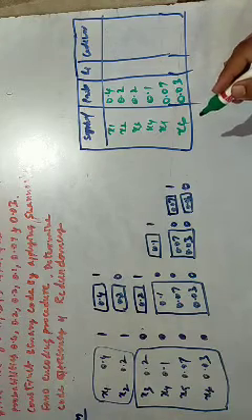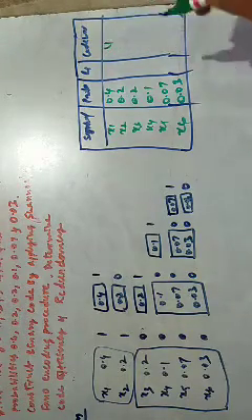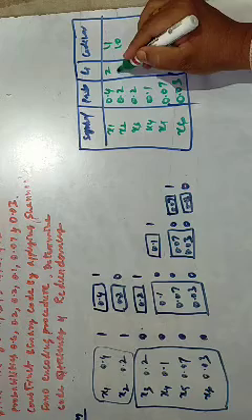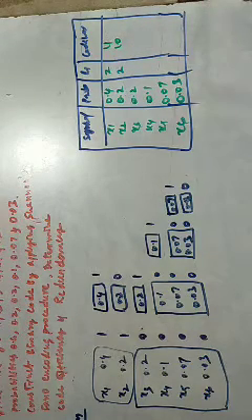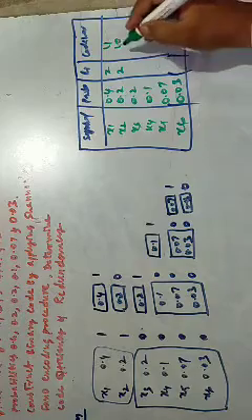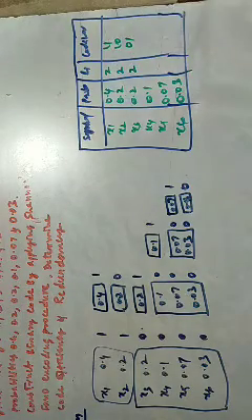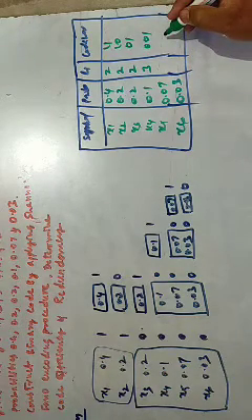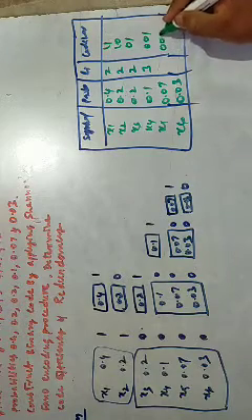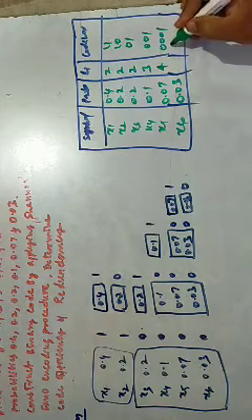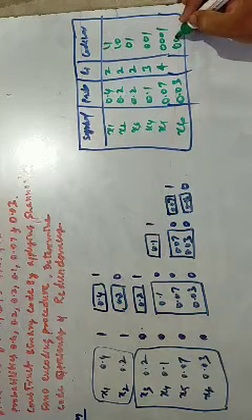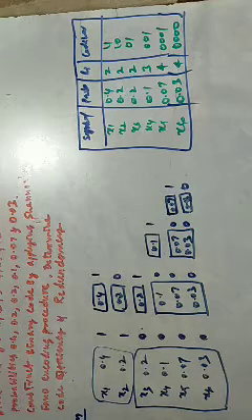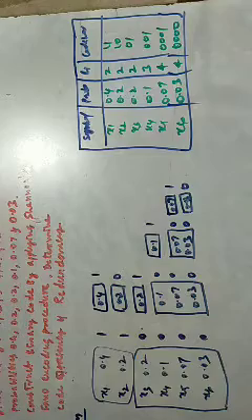For 0.4 we got the code 11, so the length is 2. For 0.2 we got the code 10, so the length is 2. For the other 0.2 we got the code 01 and its length is 2. For 0.1 it is 001, its length is 3. For 0.07 we have 0001 and its length is 4. For 0.03 we got 0000, so the length is 4. With this you have found their lengths and their code words respectively.